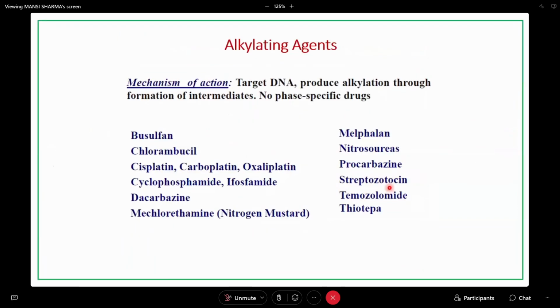So I'll quickly go through the different agents. So alkylating agents, they target DNA, produce alkylation through formation of intermediates. These are non-phase specific, as we discussed, and we've already spoken about the various drugs. I would like to mention specifically the common drugs being cisplatin, carboplatin, oxaliplatin, cyclophosphamide, ifosfamide. This is what we use in daily clinical practice in most of the solid tumors and sarcomas. And temozolomide is what we use in brain tumors, and the others are mostly used in hematological malignancies.